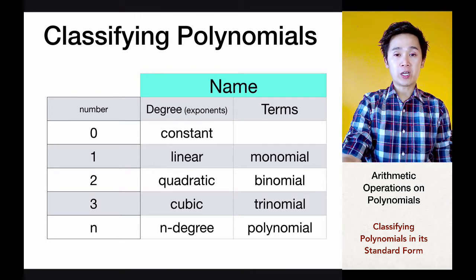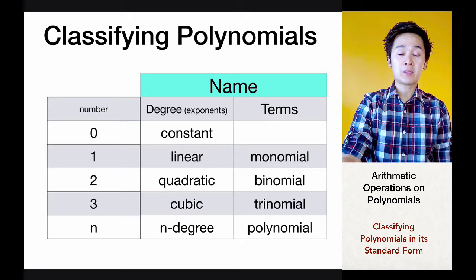Now, in general terms, if you have a polynomial with an exponent of 4 and above, we usually call it a 4th degree polynomial or a degree 4 polynomial, or a 5th degree, 6th degree, or whatever highest exponent you have in your polynomial. We just call it by their general term. And for a polynomial with 4 or more terms, we can simply call it a polynomial.